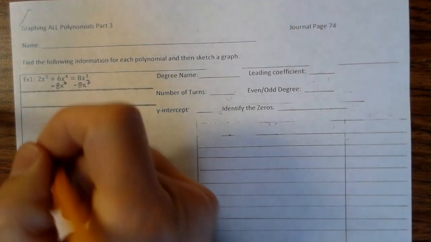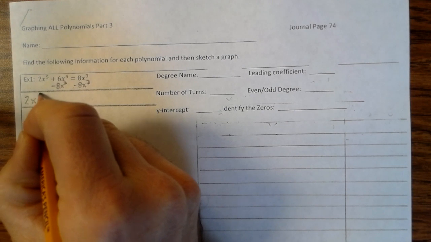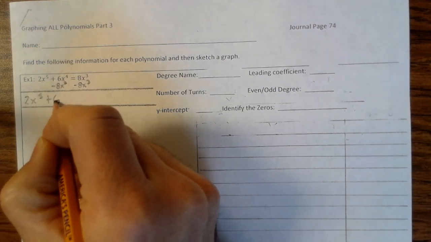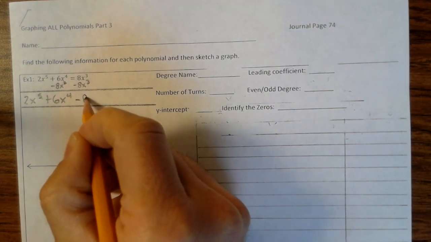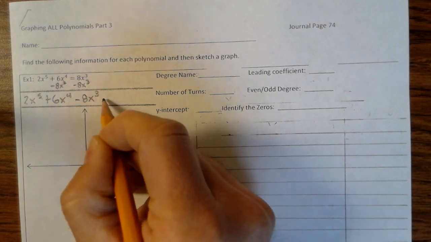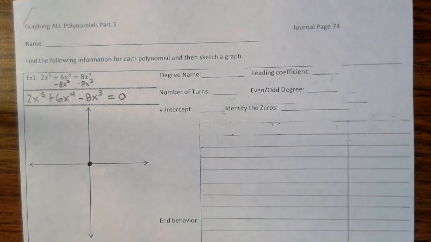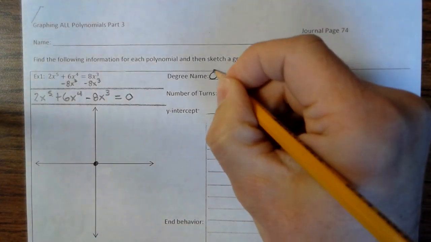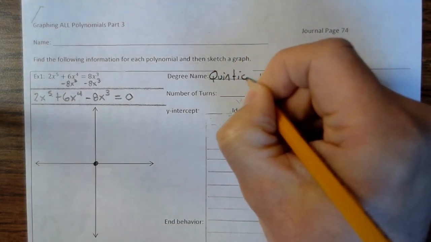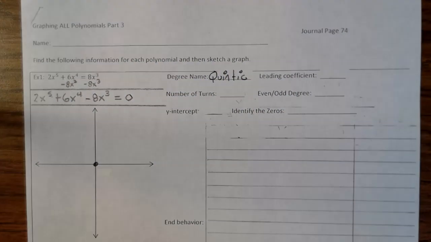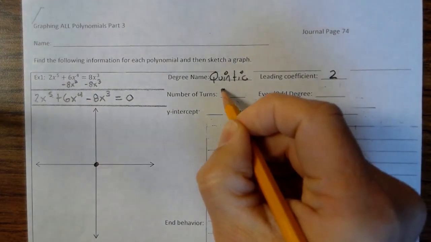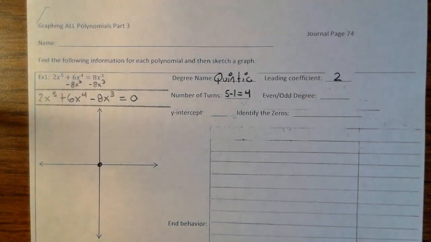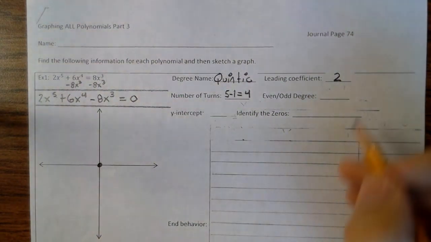Okay, so now we have 2x to the 5th power plus 6x to the 4th. Remember, the exponents go from highest to lowest. Now, minus 8x cubed equals 0. Okay, now the degree name, it's quintic. Leading coefficient is 2. Number of terms, which would be 5 minus 1 equals 4. Okay, and it's an odd degree.